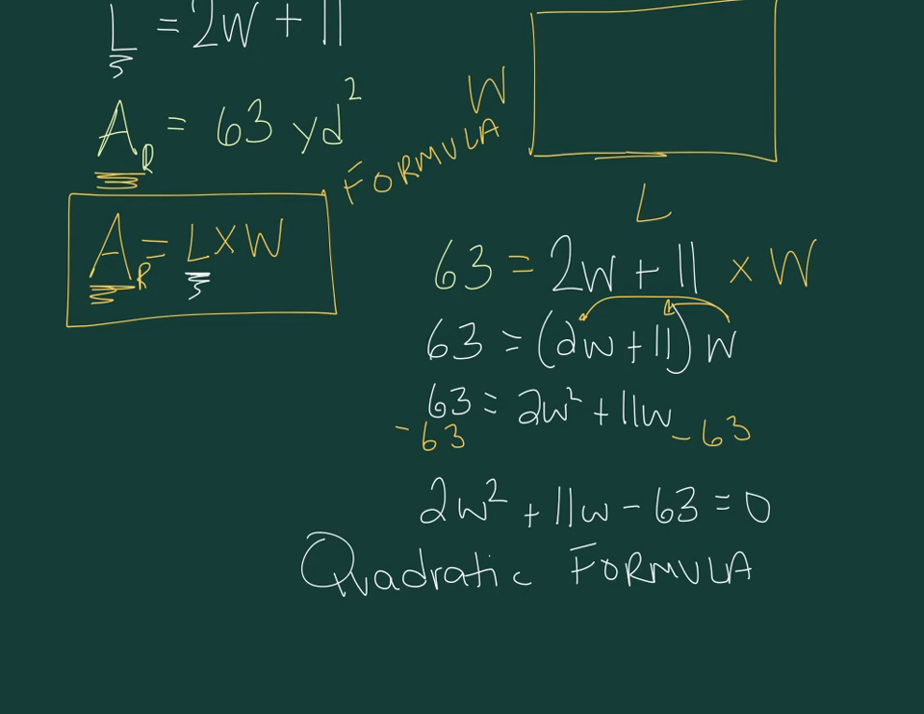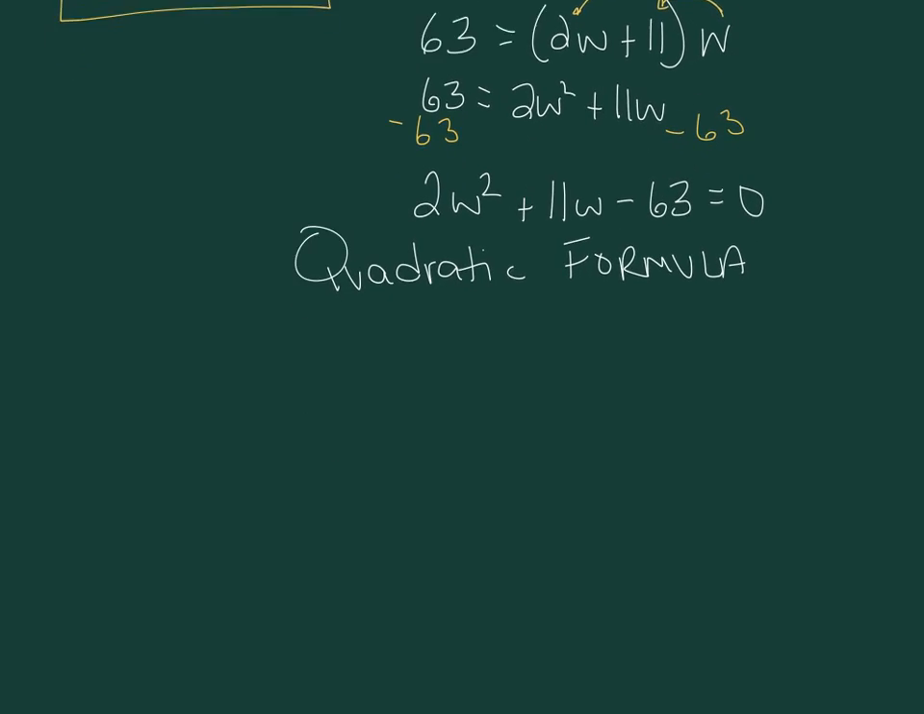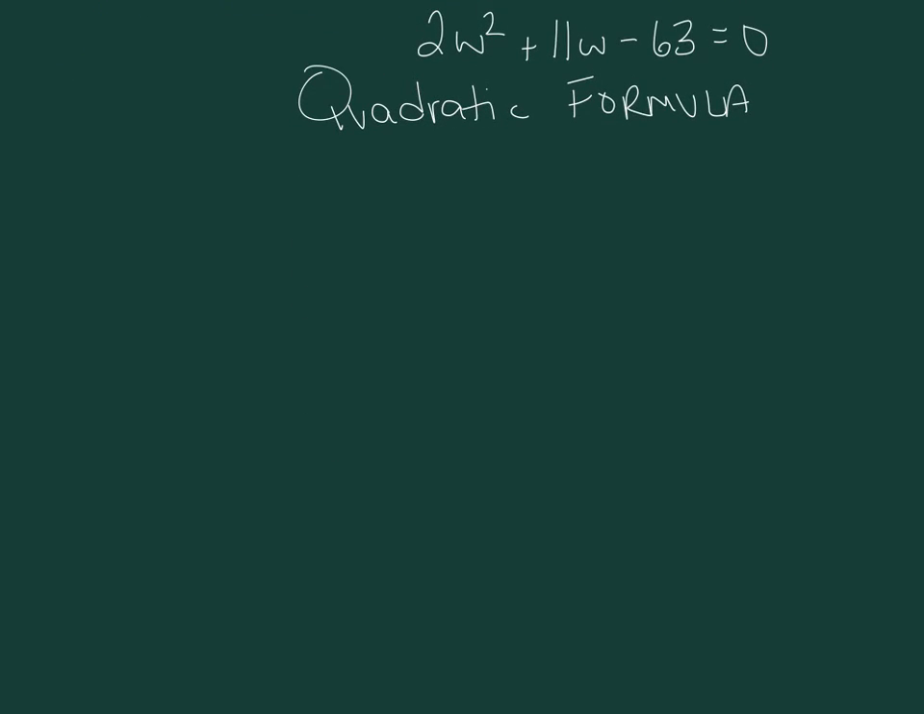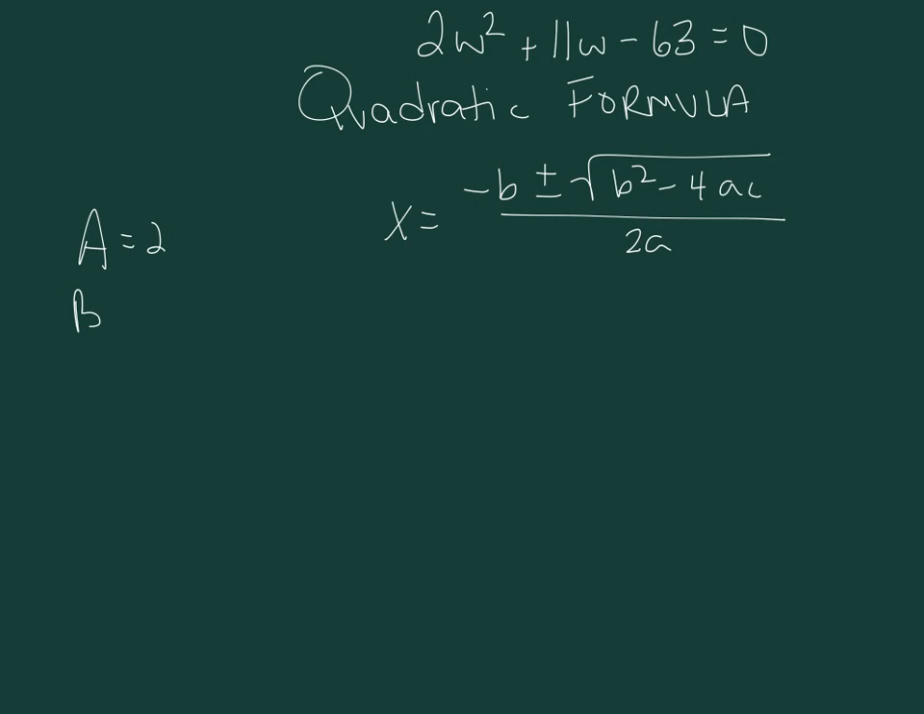So we're on to our next step. I'm going to scroll this up. We are now just dealing with that equation. Well, I know that the formula is x equals negative b plus or minus the square root of b squared minus 4ac all over 2a. I know that my a value is 2, my b value is 11, and my c value is negative 63. So I'm going to go ahead and start plugging all this in.